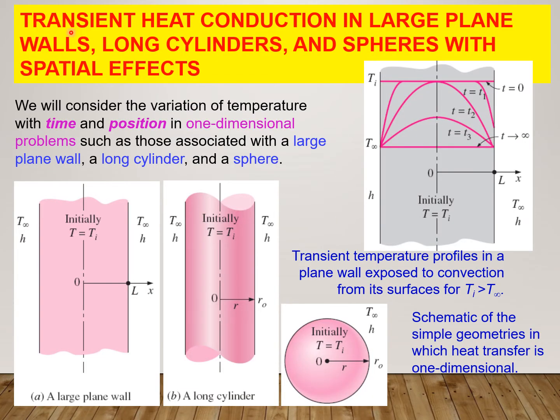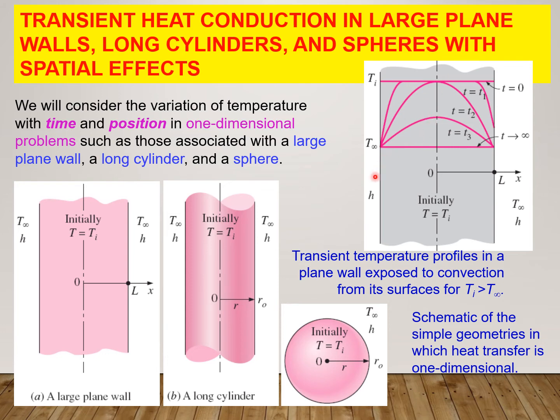So now we will discuss transient heat conduction in large plane walls, long cylinders and spheres with spatial effects. My topic is restricted to large plane walls, but we will slightly discuss long cylinders and spheres also. We will consider the variation of temperature with time and position in one dimension only. We don't consider this other direction because the width is very small as compared to length, so the heat is transferred only in this direction.